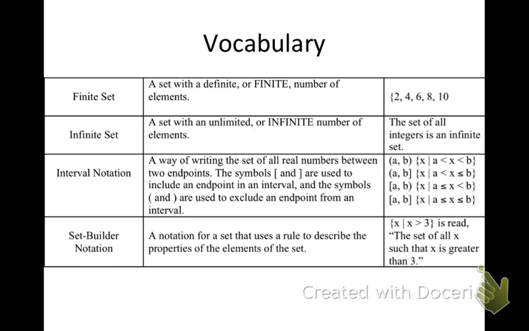Next thing we're talking about is a finite set. A lot of times we don't know the word finite, but we know what the word infinite is. What does infinite mean? Infinity, it goes on, never ending. Perfect word. So what does finite mean? It has an end. So a finite set is a set with a definite or finite number of elements. So finite means there is an actual end to the set. So 2, 4, 6, 8, 10. The set ends. It has a beginning, it has an ending.